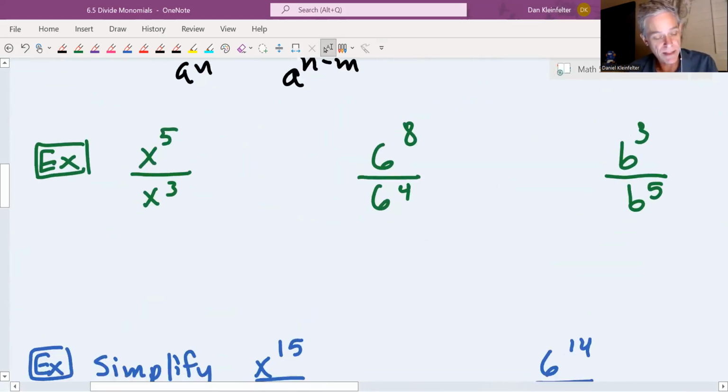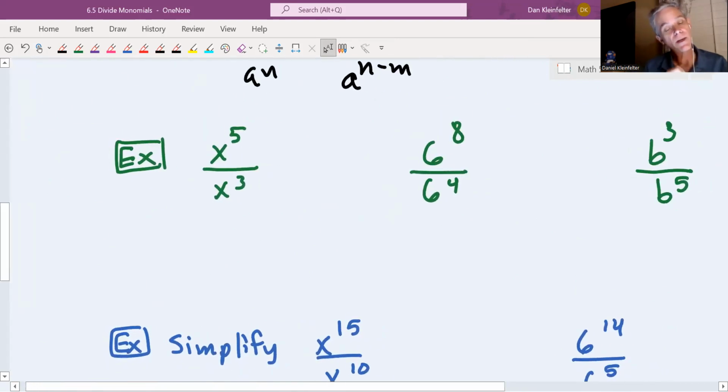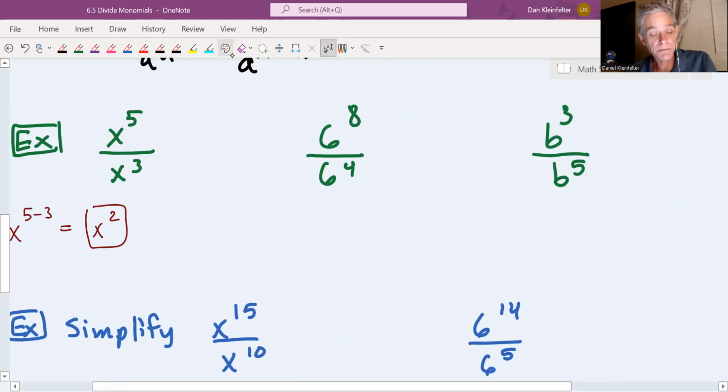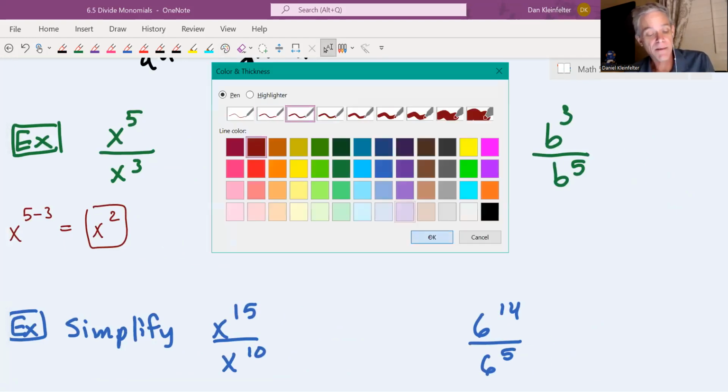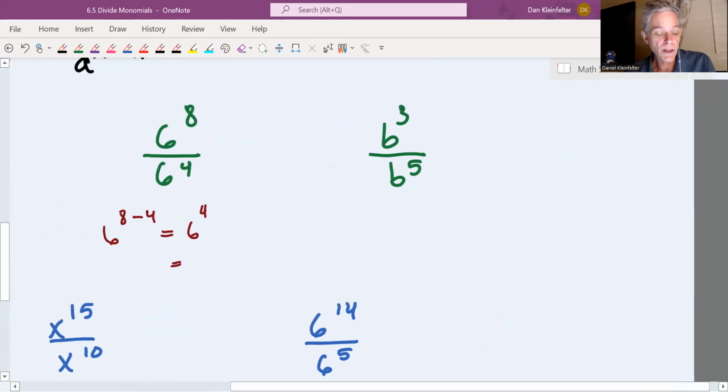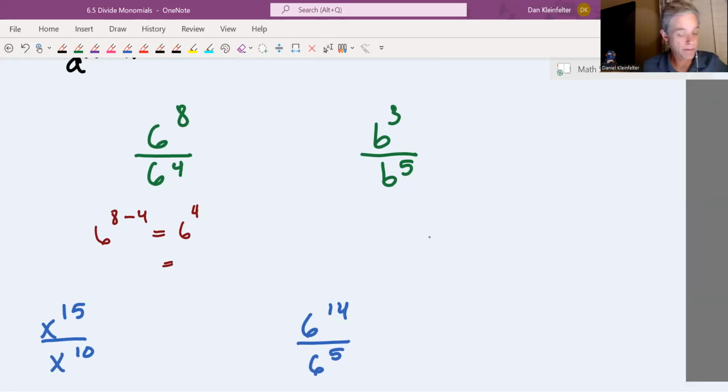Let's see if we can try some examples. Okay, so here we have x to the 5th power divided by x cubed. So this will be x raised to the 5 minus 3 power, or x squared. For the next one, we have 6 raised to the 8th power divided by 6 raised to the 4th power. This will be 6 raised to the 8 minus 4 power, and that's 6 raised to the 4th power. Okay, and then we can get a number for that.